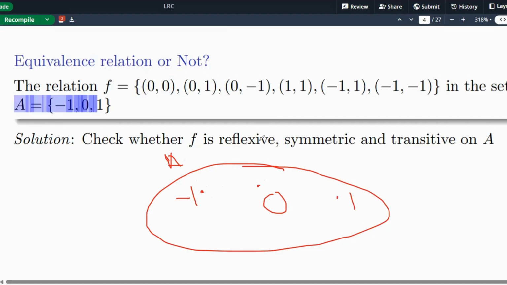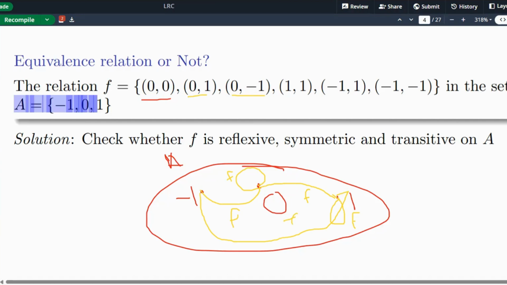So, tapos, yung F ko daw, yung first element natin is 0, 0. So, ibig sabihin nito, itong 0, related siya sa sarili niya by F. Lagyan natin ng ibang drawing. So, itong yellow, this will be F. Tapos ito din, yung 0, 1. So, yung 0, 1 related din sila. Ito, F din yan. Tapos yung 0, negative 1, related din sila by F. Si 1, 1, related sa sarili niya by F. Si negative 1, 1, related sila by F.